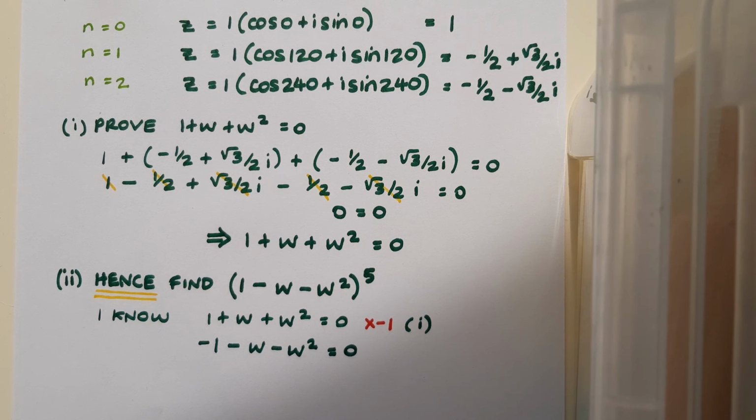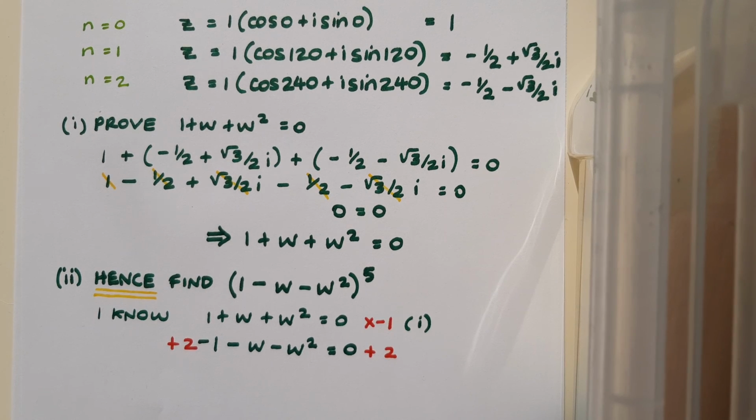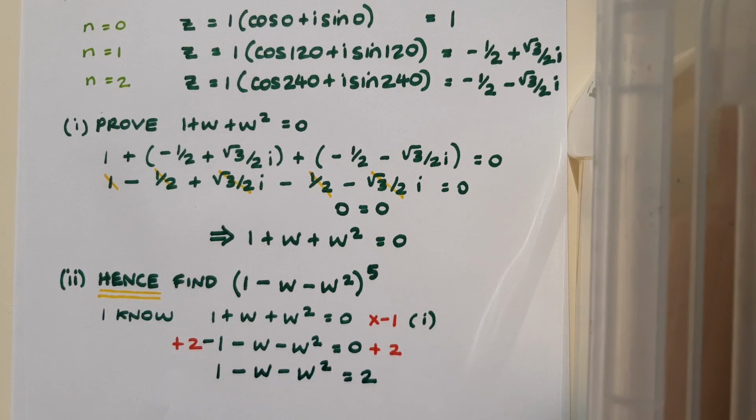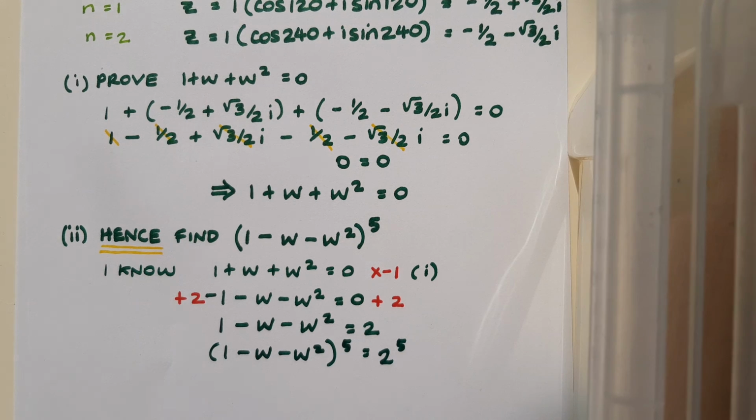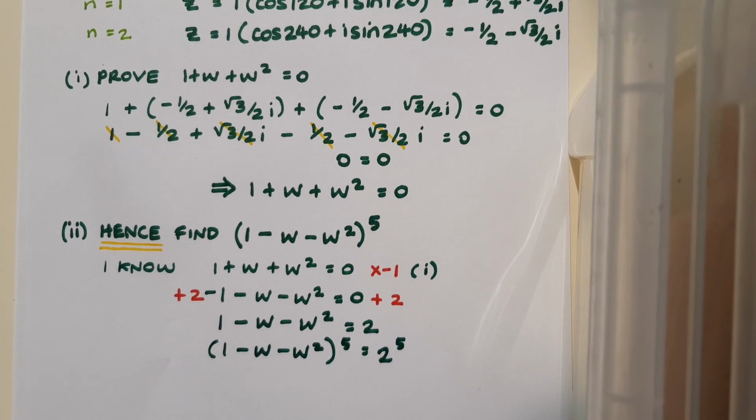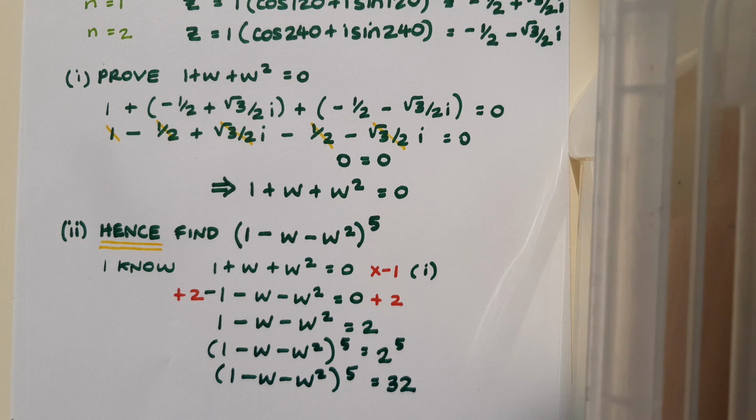So if I add 2 to both sides of my equation, I'll have a 1 on the left where I want it. Okay, so tidying up slightly, that means I now know that 1 minus w minus w squared equals 2. Great, because all I want to do now is figure out what this is to the power of 5. And it's easy to put 2 to the power of 5. 2 to the power of 5 is just 32. And that's my solution for part 2 of the question.